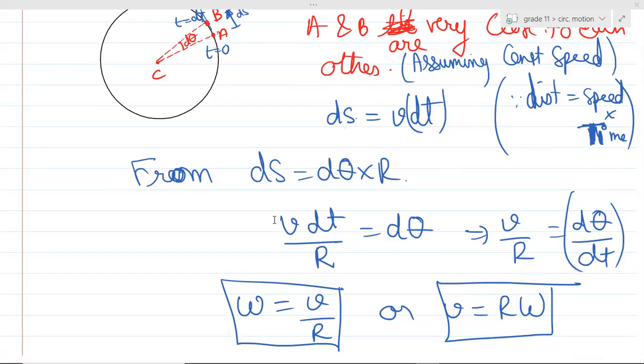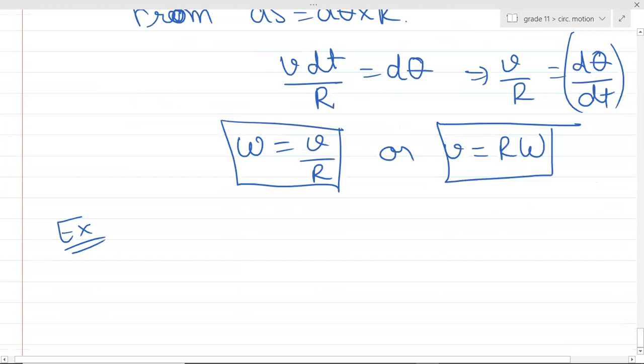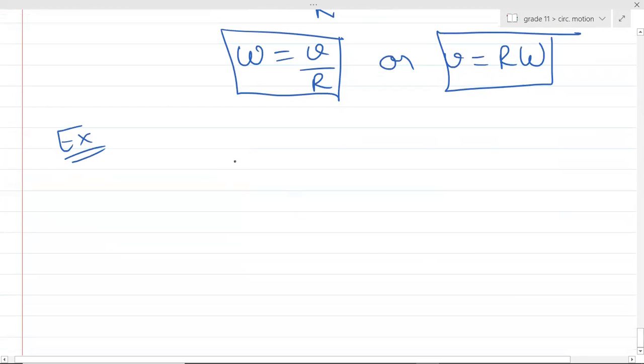So v is equal to r omega. This is a very important relation connecting the linear with the angular terms. Suppose you have any object which is rotating with angular velocity omega, then you can give the linear velocity of that point. For example, suppose there is a disk.